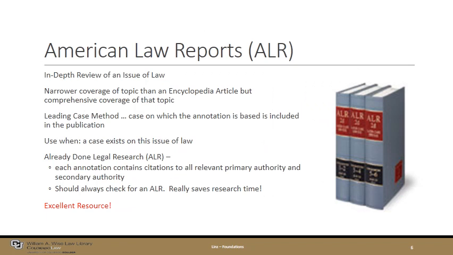Let's turn our attention now to American Law Reports, or ALRs as they're known. Whereas the legal encyclopedias provide a broad overview of any number of different areas of law, what an ALR does is provide really a descriptive analysis of a narrow topic or an issue of law. So it's like a legal encyclopedia article in that it's descriptive and provides citations to primary and often secondary authority, but it's unlike a legal encyclopedia in that it's really very issue specific.